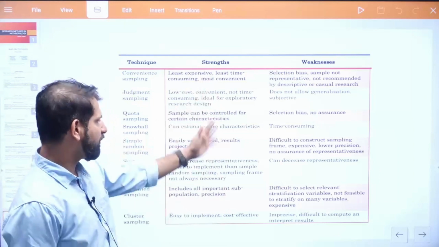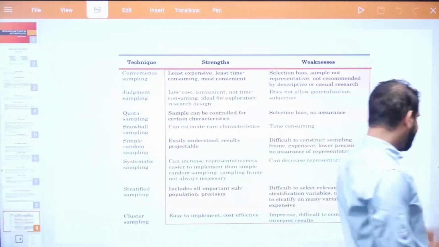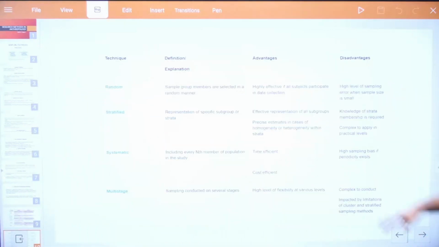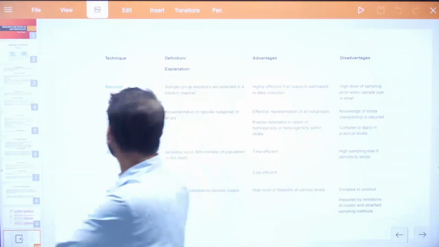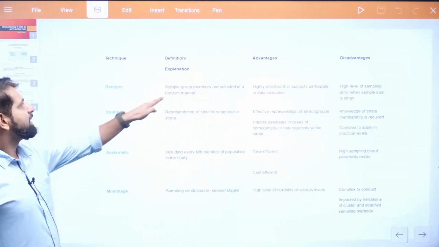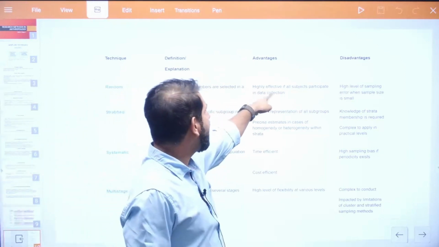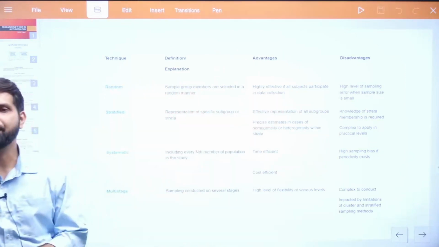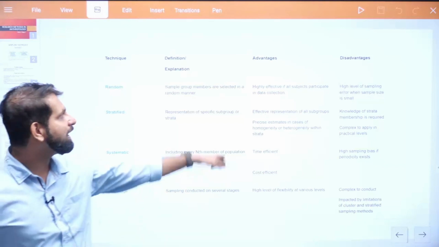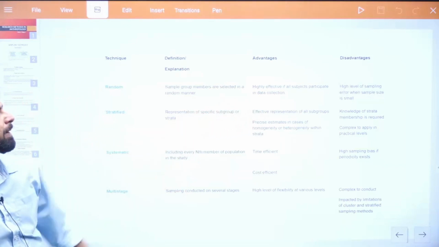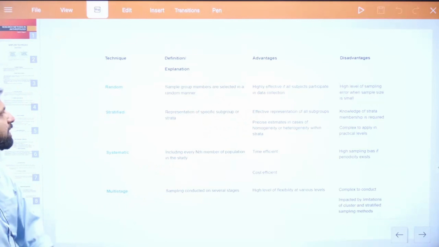And these are the weaknesses of each of them. But let's delve a bit deeper. Random sampling is where sample group members are selected in a random manner. The advantage is it's highly effective if all subjects participate in data collection. You have more representative data. Disadvantage: high level of sampling error when the sample size is small.